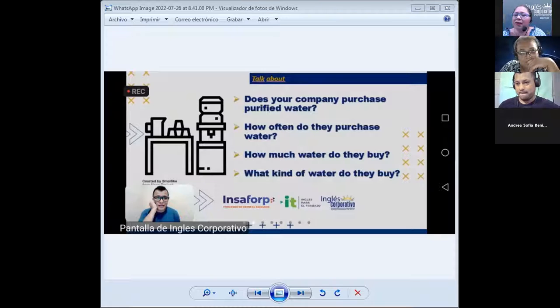How many gallons does this bottle have? Five gallons? Yeah. Okay. Then you can say 5 gallons bottle. Even though it is a bottle, they don't have a specific name for it. It could be the big bottle or the water containers, okay? We could say 5 gallons bottle.